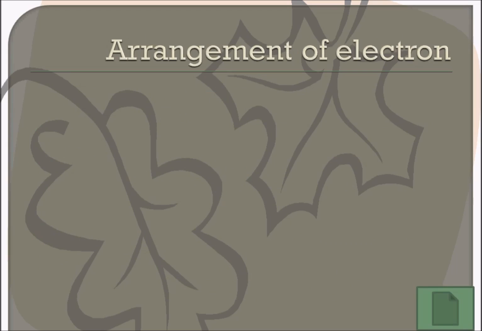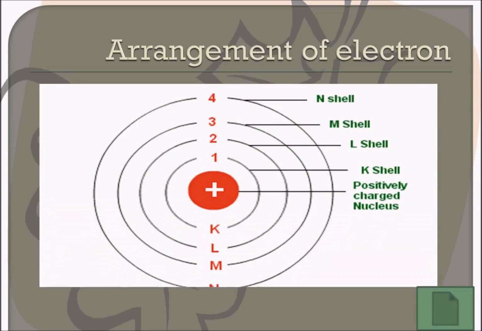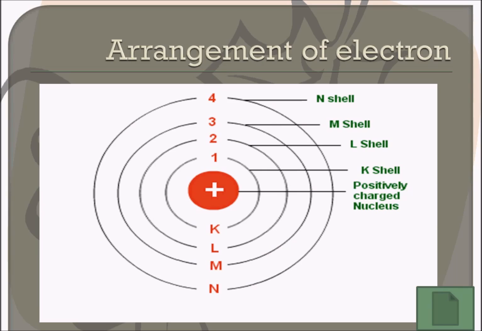So friends, let's see now what is the arrangement of electrons in an atom according to Bohr's atomic model. This is a figure which will make it easier to understand. See, this is a nucleus, a positive nucleus, containing protons and neutrons.